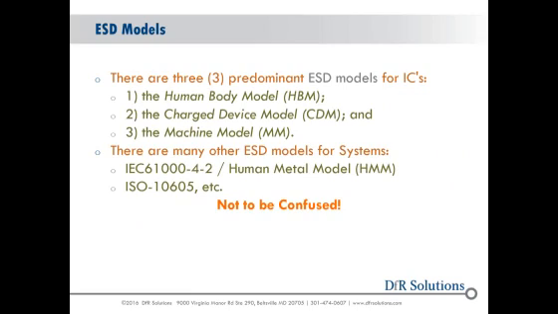There are three dominant ESD models for ICs: the human body model, the charge device model, and the machine model, and then there are others at the system level. The human metal model of IEC 61000-4-2 or ISO 10605, for example, and you need to make sure that you don't get confused by those because they address totally different elements of ESD protection.